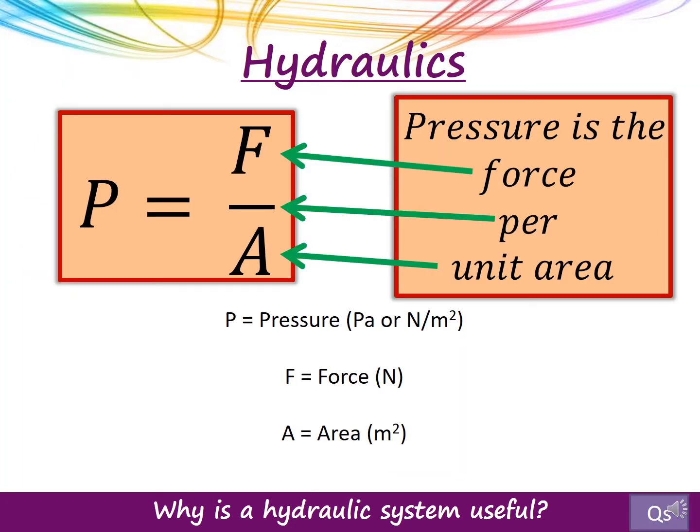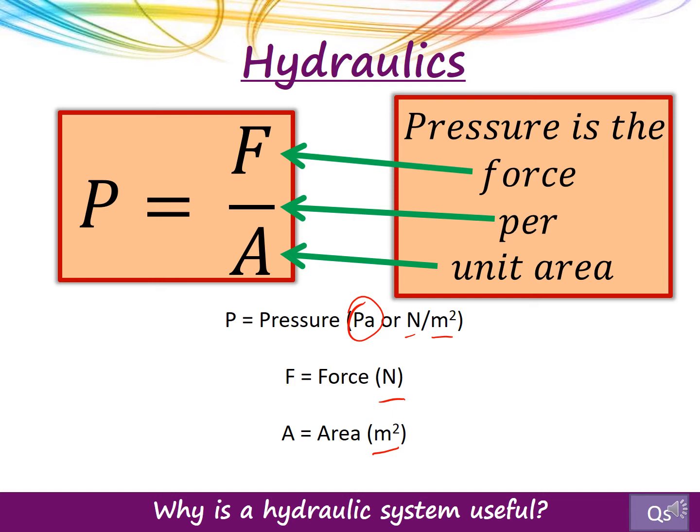So the equation that we have to learn today is pressure equals force over area. So pressure is the force per unit area that this force is exerted on. P in the equation stands for pressure. We can use the unit pascals, but that really means newtons per meter squared. Force is always measured in newtons, and area can be meters squared, or if it's more appropriate, you can use centimeters squared or millimeters squared, depending on what the object is.